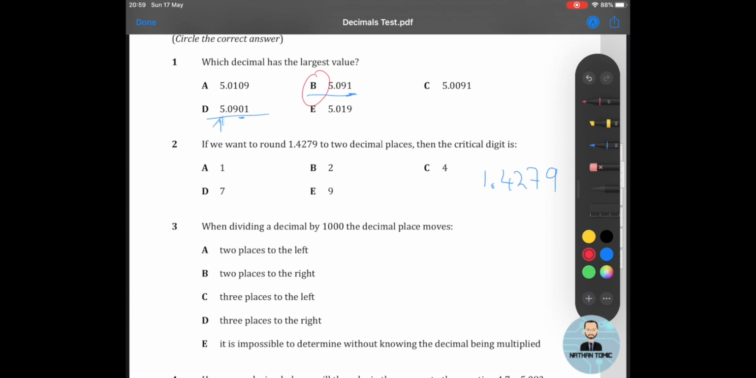Ideally what we would show in the working out, the way we've done in class, is a cut after the number of decimal places, and the next number to the right, in this case the 7, becomes our critical digit. The critical digit tells us whether we round up or down. If it was asking us to round, we would round up because it's a 7, and that would give 1.43. But what we care about is what the critical digit is. So our answer should have been D for number 7.